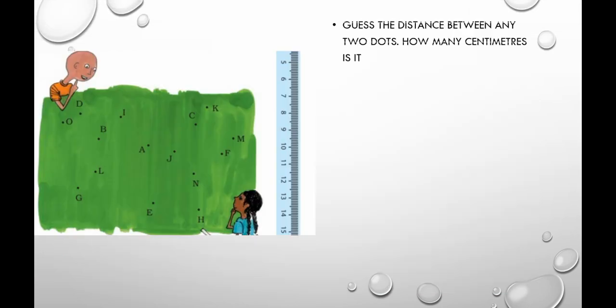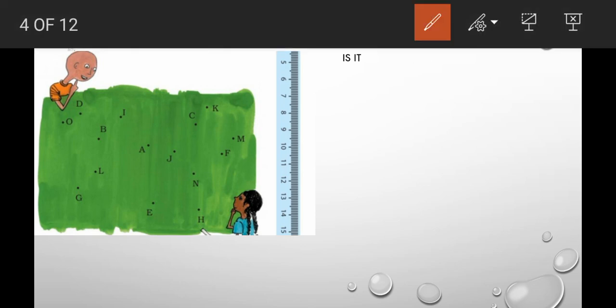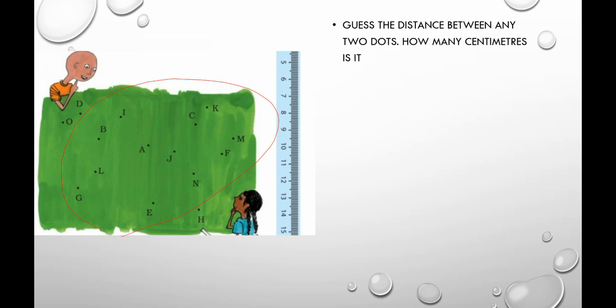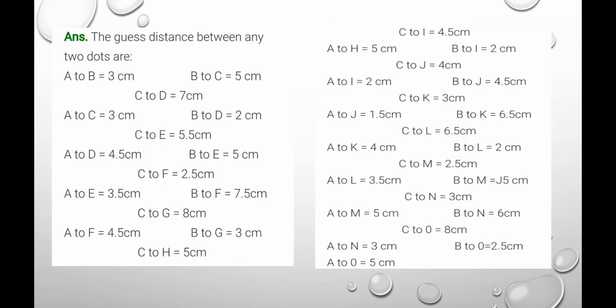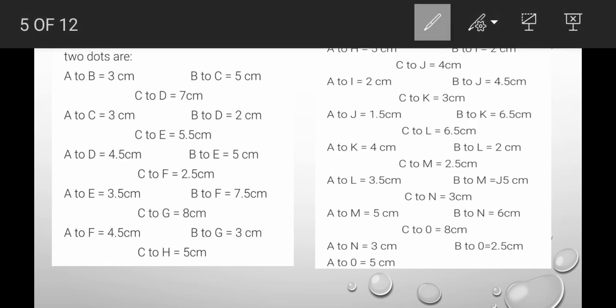Now coming to a textbook activity, you can see some dots here. Many dots are here. What you have to do is you have to measure the distance between these dots. I have done it. See, you can see here. A to B. A to B is 3 centimeter. B to C 5 centimeter. Use your scale and measure the length.